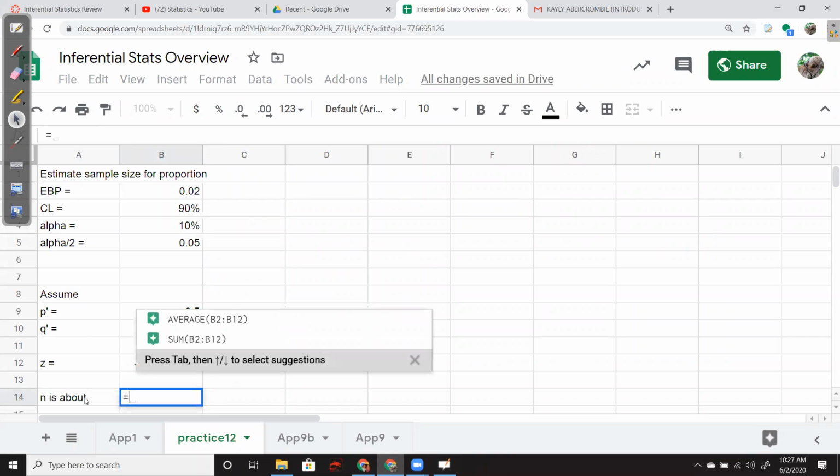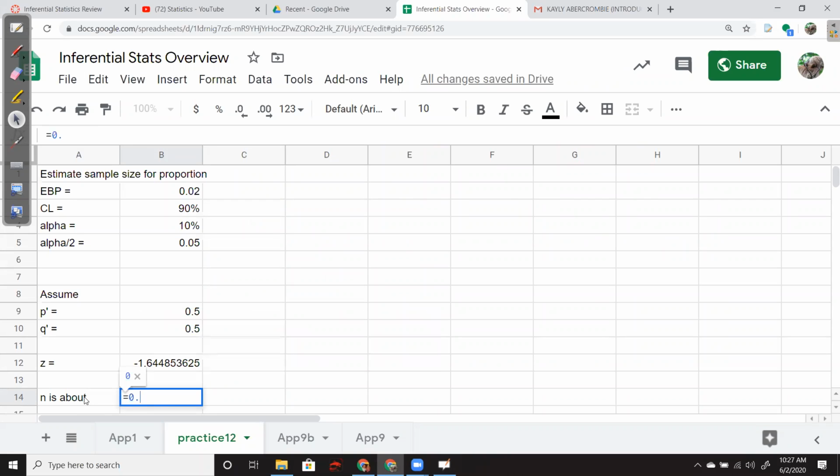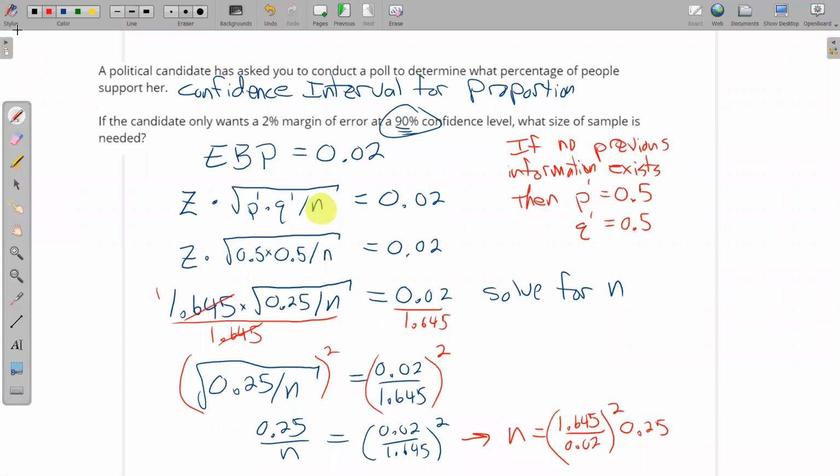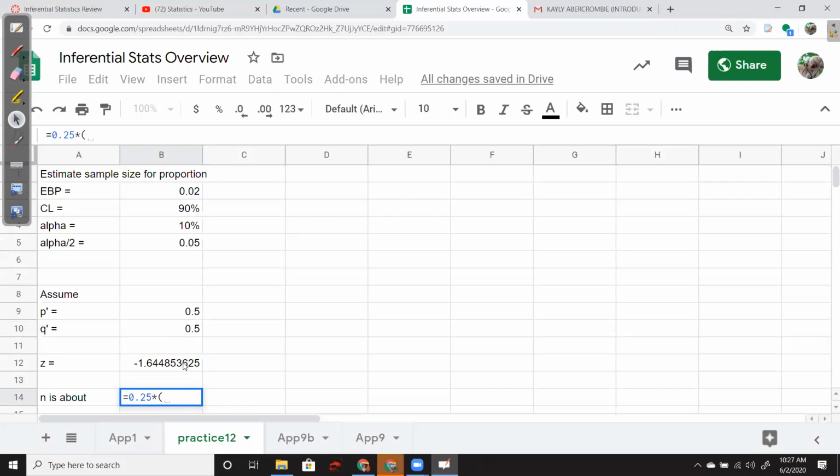So it's going to be equal to the 0.25, which was the p prime times the q prime, times parentheses, the z-score on top, yep. Times the z-score divided by the presumed margin of error, which was the 2% up here. And then that parentheses needs to be squared.